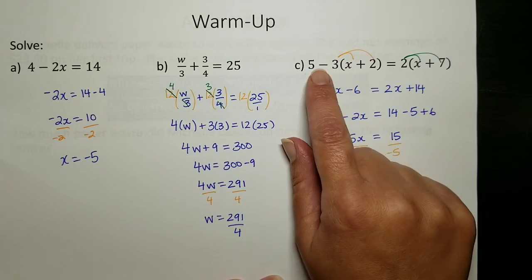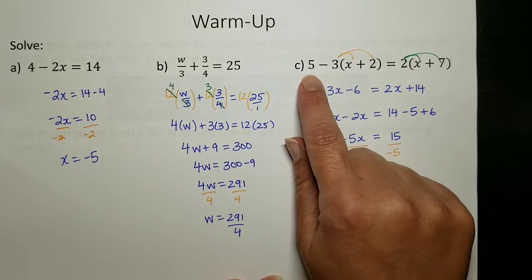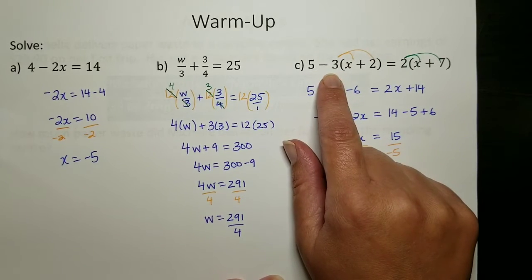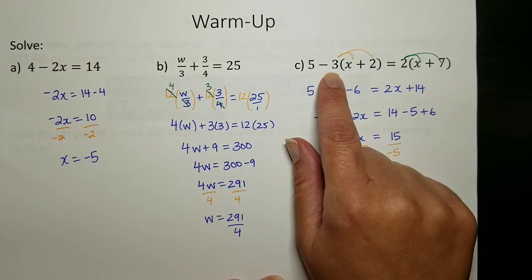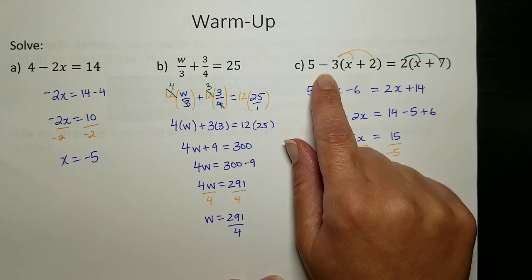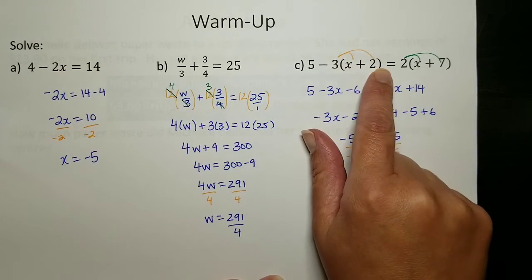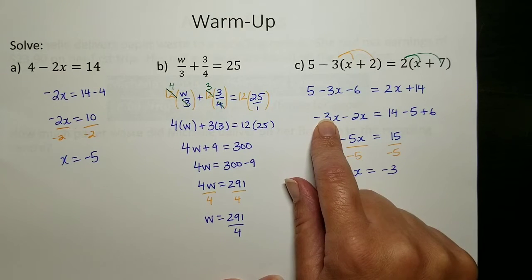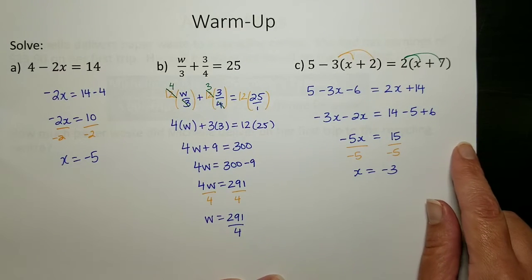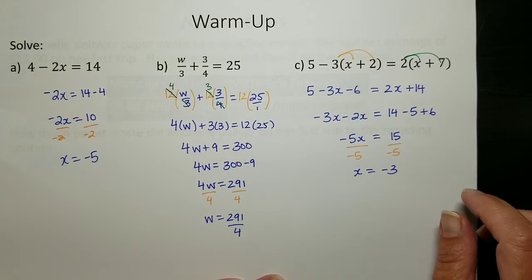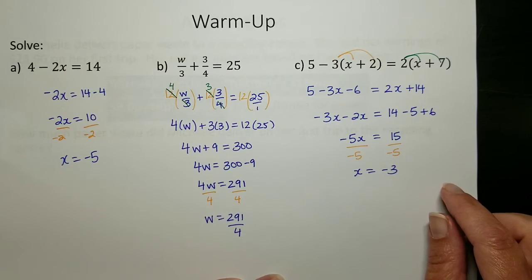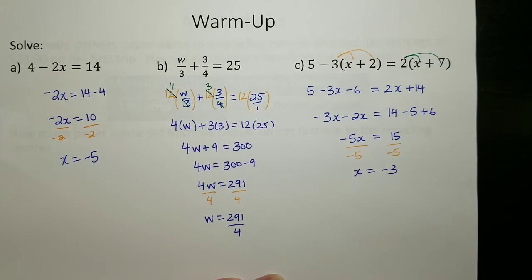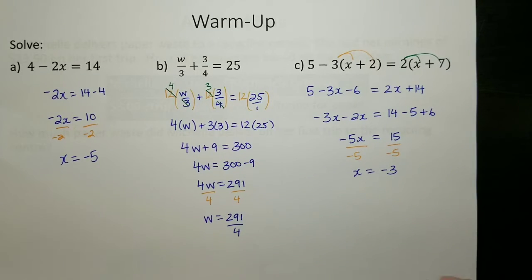You need to distribute before you subtract. A lot of people might see this 5 minus 3 and say, oh, that's 2, and just put a 2, but you're going out of order of operations if you do that. So don't subtract yet. You have to multiply the 3 in here, and then we've got our subtraction at the end once we've multiplied that out. So 5 minus 3x minus 6 equals 2x plus 14, and then bringing things to the correct sides, negative 5x equals 15, and dividing out x equals negative 3.